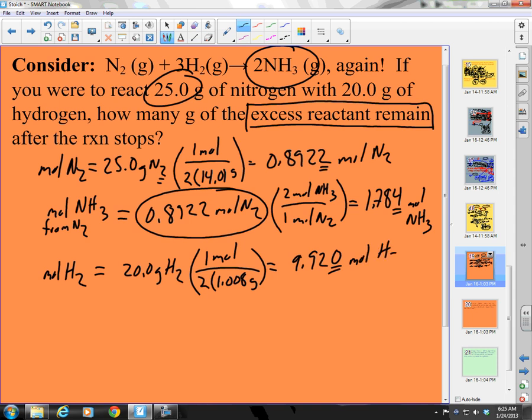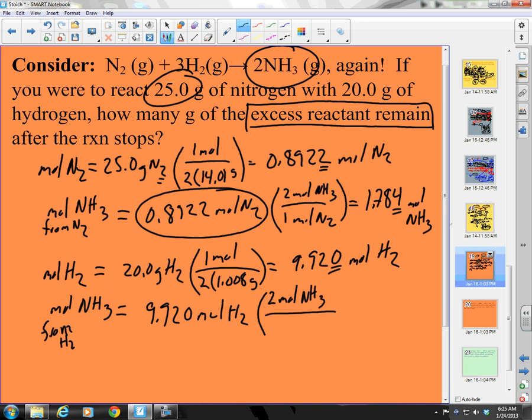moles of H2. Now we want to figure out moles of ammonia from my H2. If all of my hydrogen were to react, how many moles of ammonia would I get? It would be 9.920 moles of H2 times my mole ratio. What's my mole ratio? 2 moles of ammonia per 3 moles of H2. Times 2 divided by 3, and I get 6.613 moles of ammonia.